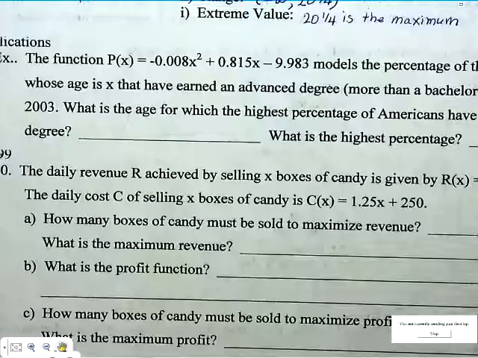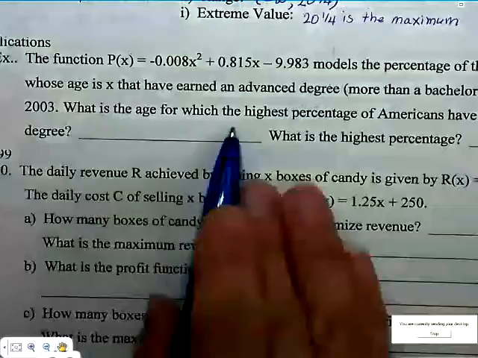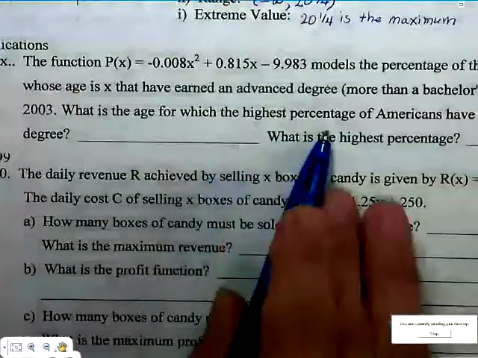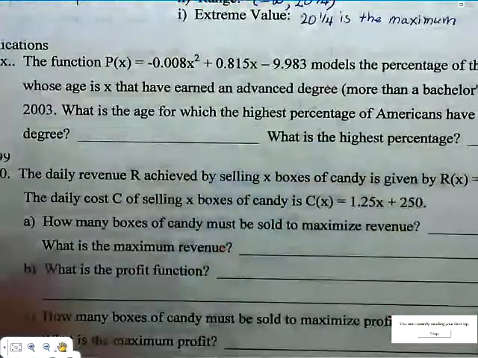If I said, at what age does 30% of the population have more than a bachelor's degree, that would be much harder to solve, but I'd have to let P be 30 and solve for X using the quadratic formula because I don't think I could factor that. We're not asked either one of those things. We're asked, what is the age for which the highest percent of Americans have earned an advanced degree?